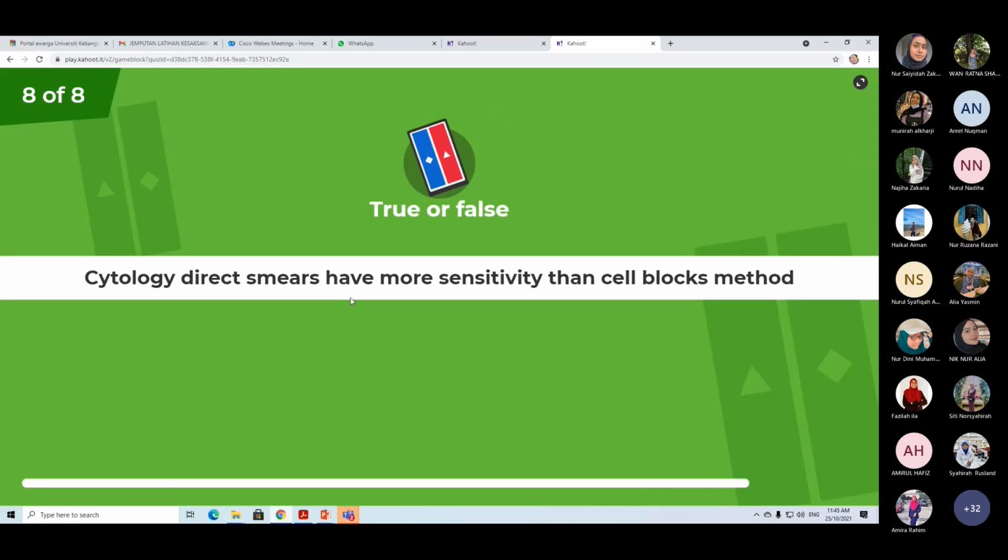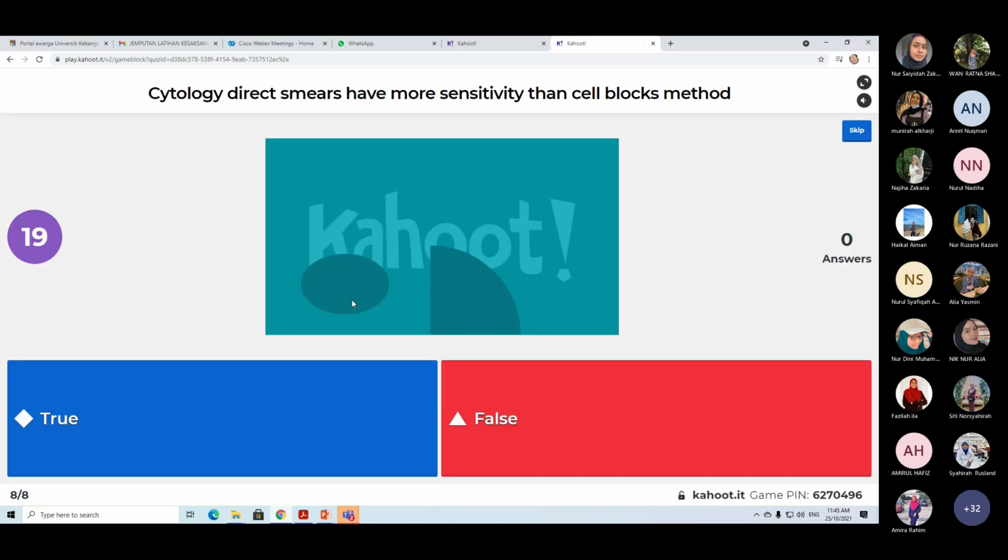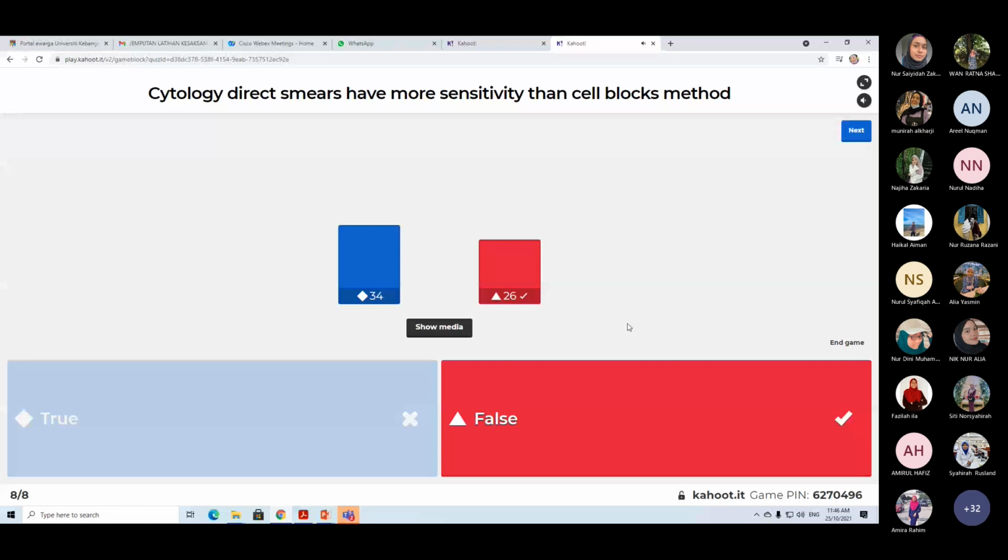Is it true that cytology direct smears are more sensitive than cell blocks? 34 of you are wrong. Okay, the answer is false. Cytology direct smear is not. If we compare the sensitivity, cell block is more sensitive than direct smears.